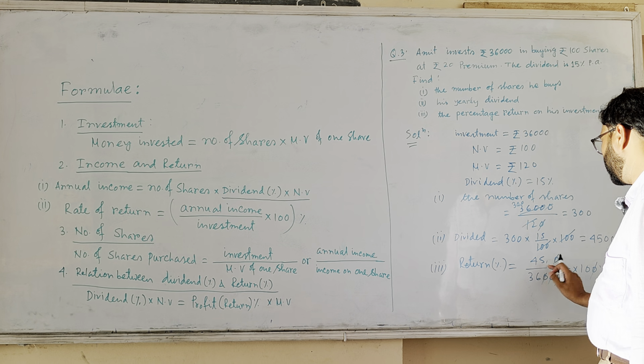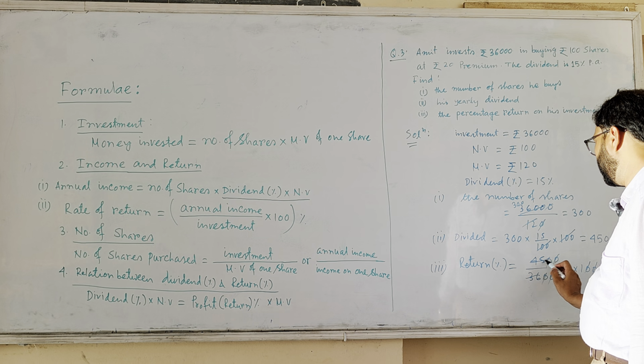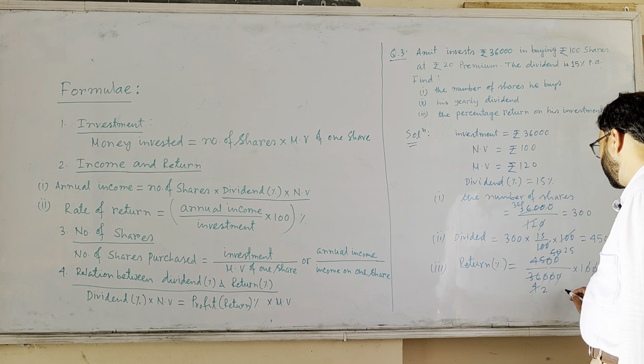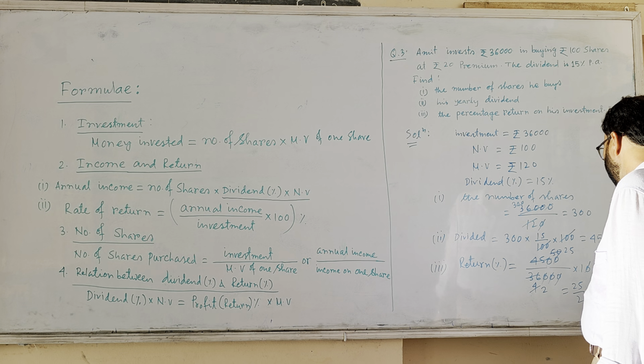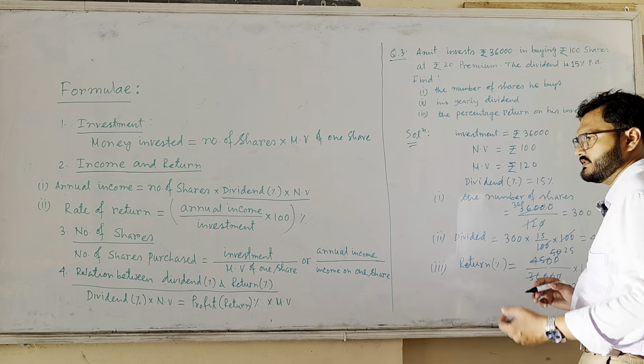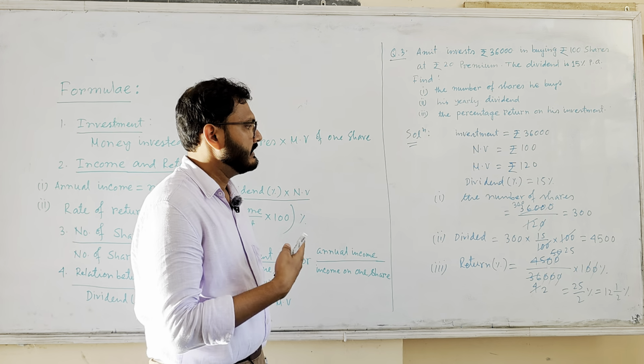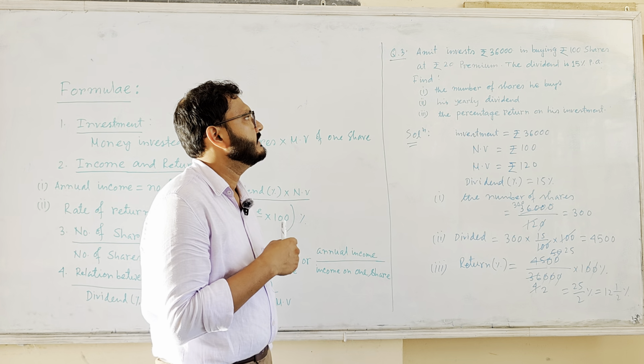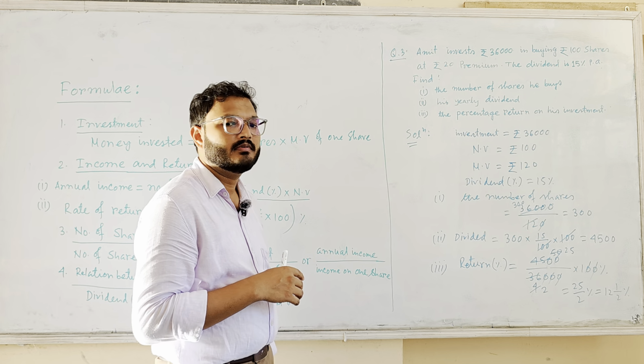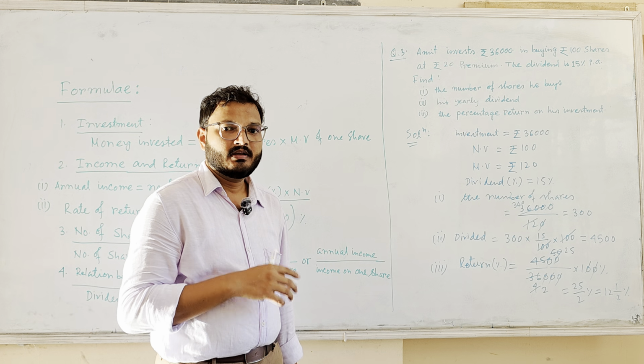Okay, so we keep it here. Then 9, 4, 5, 50, 2, 25. So 25 by 2 percentage equals 12.5%. Okay, I hope it's clear. So this sum, I hope it's clear to all of you.